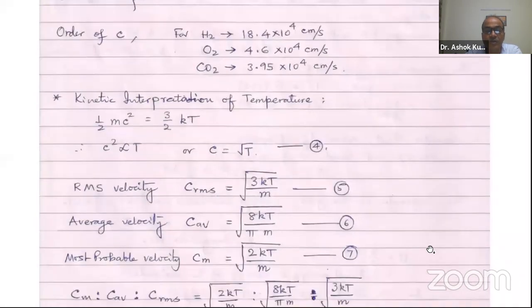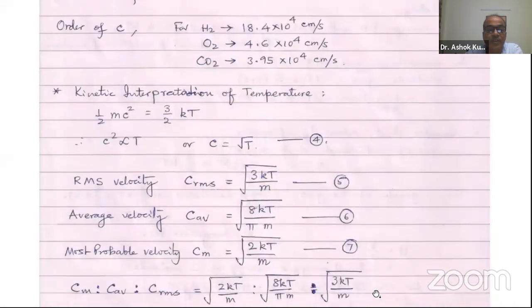So now if we solve it, okay, we solve it. Now here, C is proportional to root T. The equality is written here because the constant terms have been taken care of.